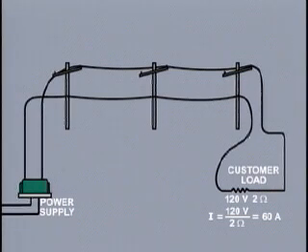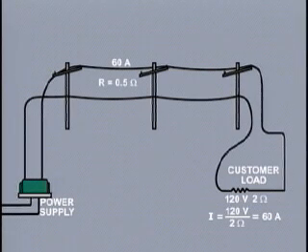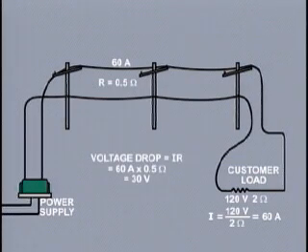Let's now consider the effect of conductor resistances, 0.5 ohms total in this case. As the load current of 60 amps flows through the conductor resistance, it will cause a voltage drop along the line between source and point of load. The value of voltage drop will be equal to I times R: 60 amps times 0.5 ohms equals 30 volts. Thus, in order to provide 120 volts at the customer's entrance, the supply company must maintain 150 volts at the source.